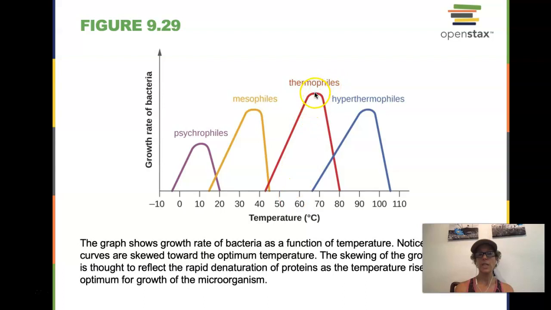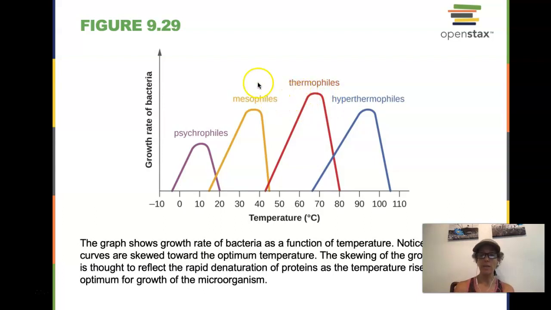Thermophiles love the heat, looks like around 65. Hyperthermophiles, extreme heat. Their best temperature is close to boiling. That would be those microbes on the previous slide growing in the black smoker. And again, the range is pretty narrow.